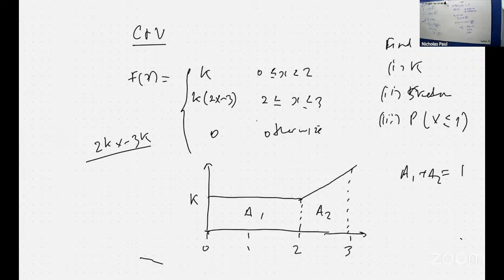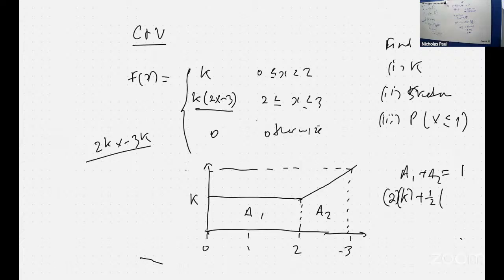Might be looking for a little hint, remember? Here is easy. A1 is a rectangle, so I got 2 multiplied by k. A2, on the other hand, is a little bit harder. This is half the sum of the 2 parallel sides. I need to find the side here. So if I plug in 3 into this equation, 2 times 3 is 6, minus 3 is 3. I got 3k.